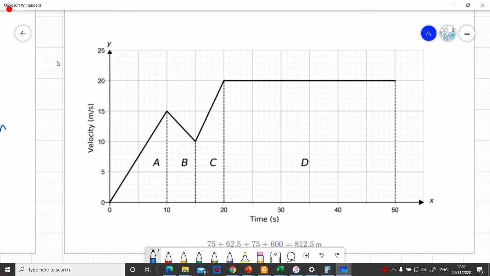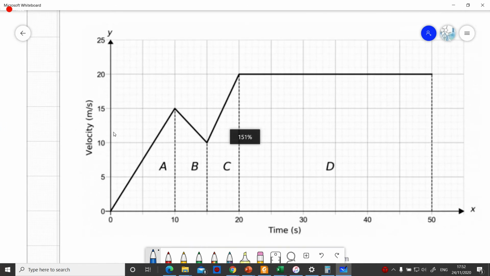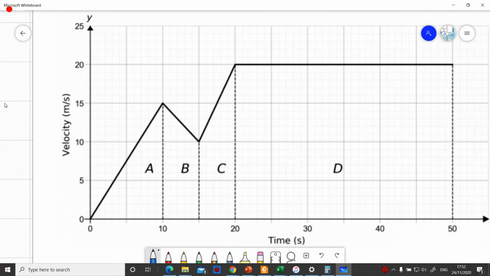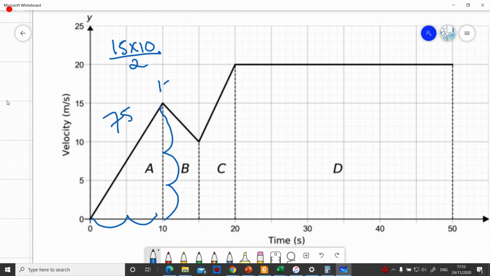Moving on to what we did in the lesson, which is this one here. Again, we follow the same principles. We know the area under the curve is the distance. So let's find the first one. It's base times height. So 1, 2, 3, that's going to be 15, multiplied by 1, 2, times 10. It's a triangle, so divided by 2. That gives me 75. Next one, we know it's the same height, so it's going to be 15.